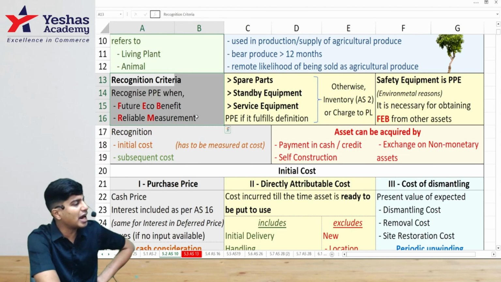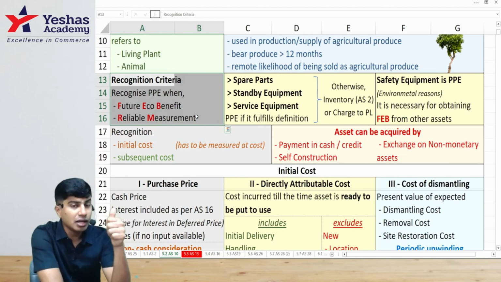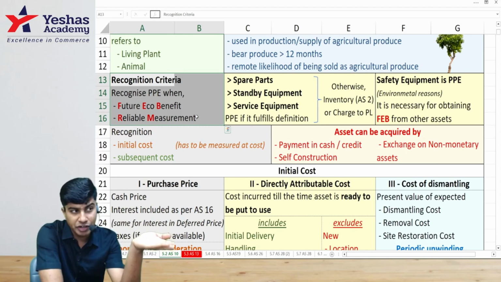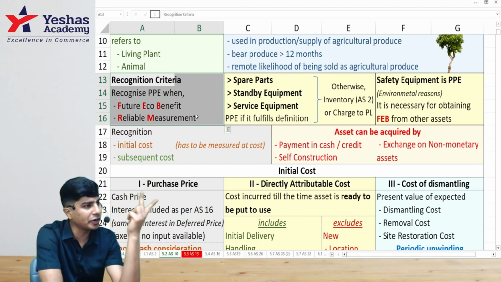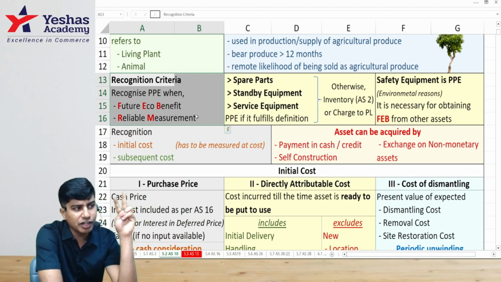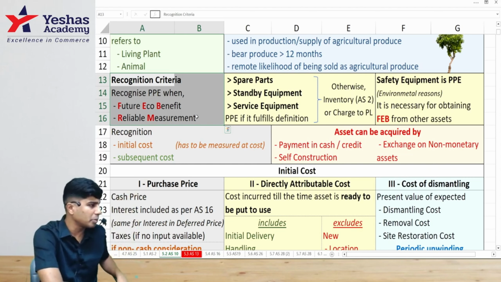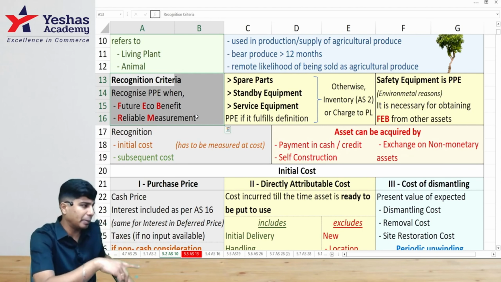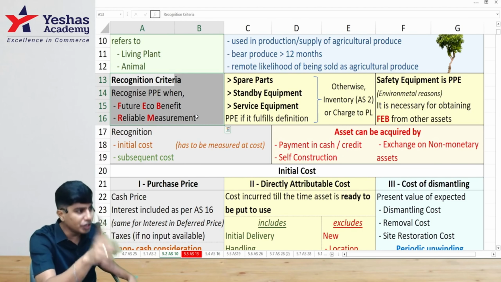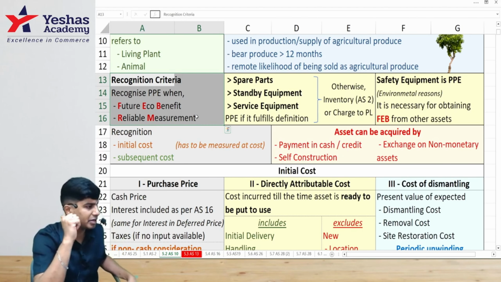Can subsequent cost be added to the cost of the asset? Yes, you can. But in order to add subsequent cost to the cost of the asset, it has to fulfill the recognition criteria. The recognition criteria are 2 important points: 1, future economic benefit; 2, reliable measurement. If in the future you are going to get economic benefit from this and you can reliably measure it, then though the cost is incurred after the asset is ready to be put to use, it can be capitalized. Usually no, but if it is going to give future economic benefit, then yes, it can be capitalized.